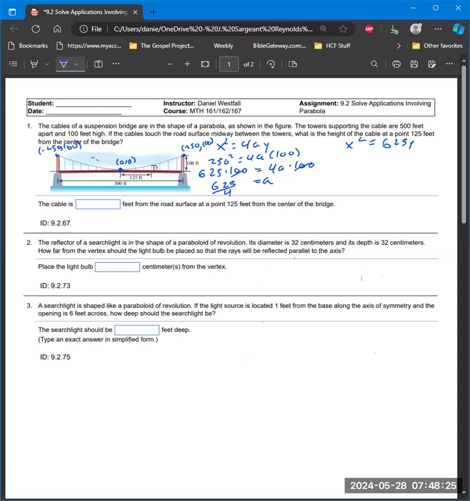Now when I stick in my 125 for x, 125 is 25 times 5. So this is 25 squared, which is 625, times 5 squared, which is 25, equals 625 times y. The 625s will cancel, and y is 25.